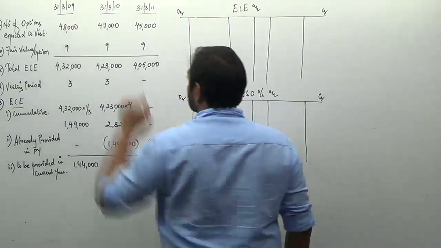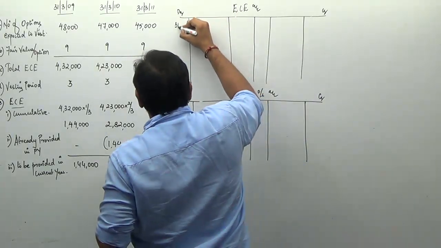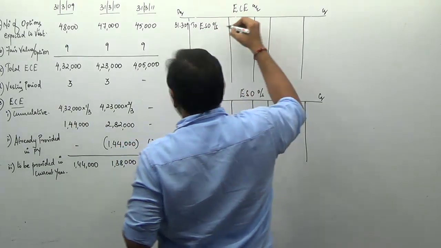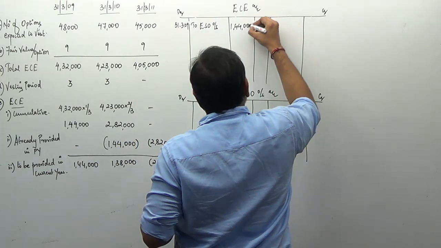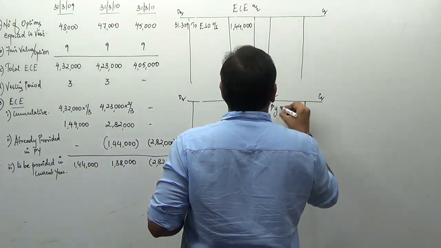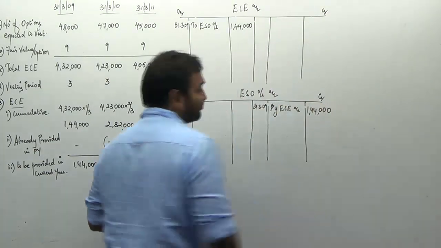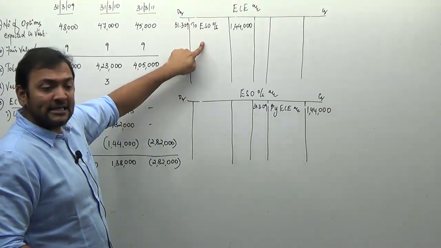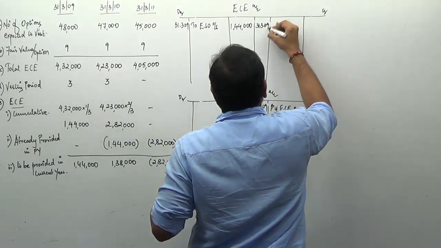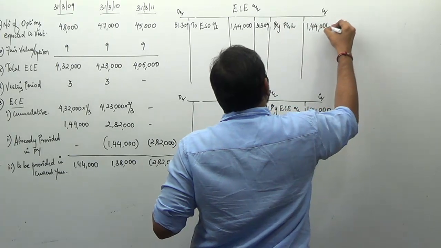First entry to be passed on 31st March 09. Amount is 1,44,000. Entry is ECE to ESO outstanding, 31st March 09, to employee stock option outstanding 1,44,000. Posted into 31st March 09 even in the ESO account, by ECE account 1,44,000. What do I do with the ECE? ECE is a nominal account. It should be transferred to P&L at the end of the year. So on 31st March 09, by P&L, will always close this. 1,44,000.